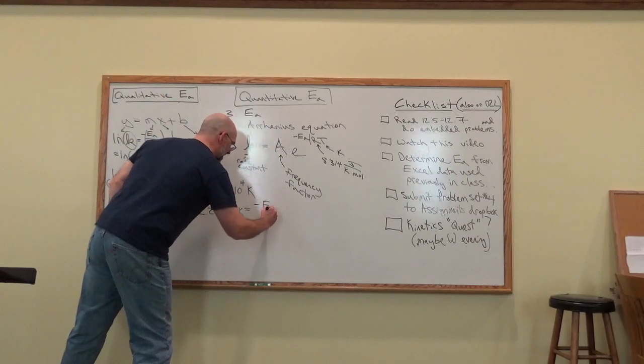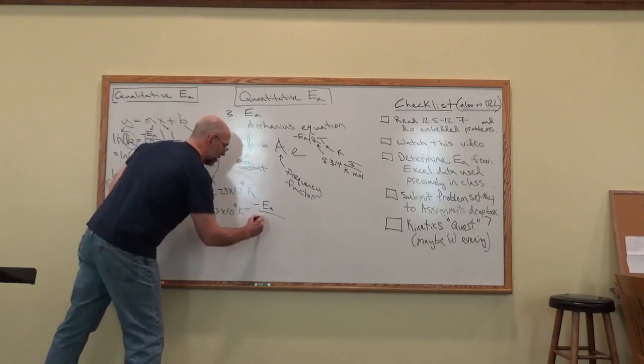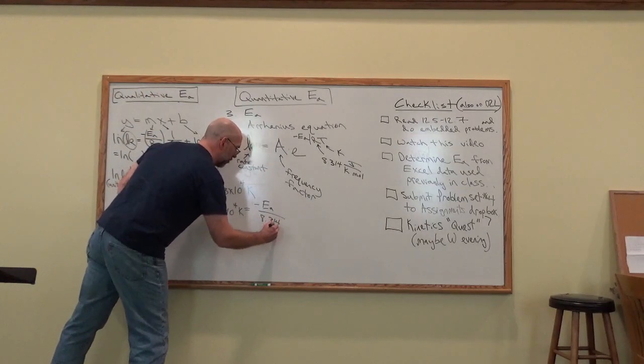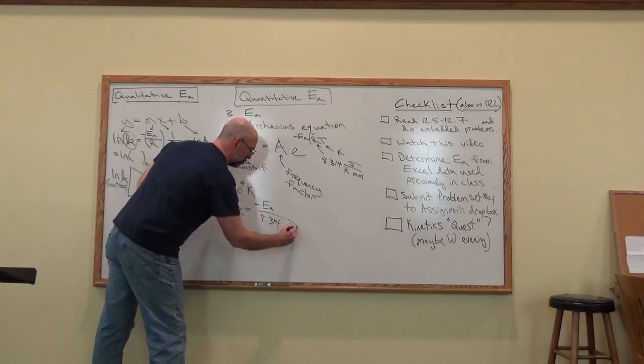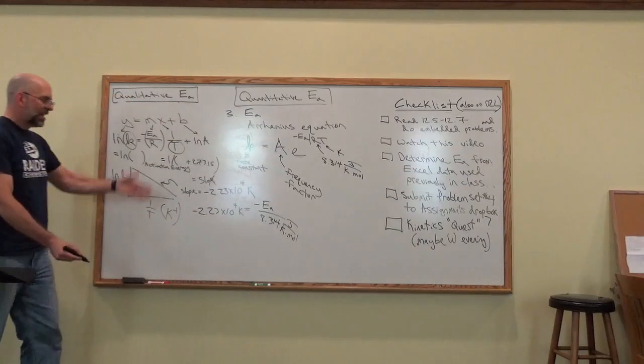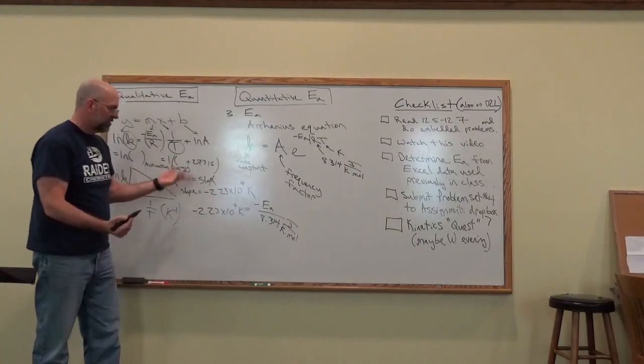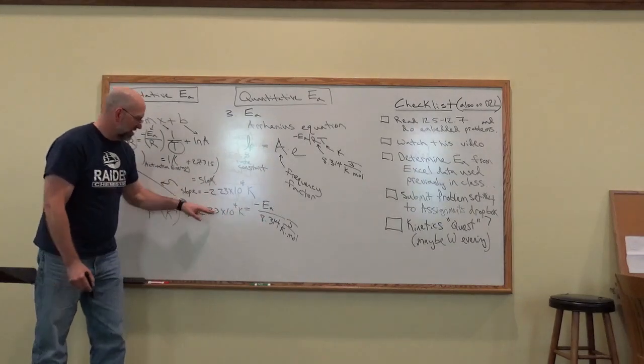Negative EA, that's what we're solving for, by the way, divided by R, which has a value of 8.314 joules over Kelvin times moles. And you can do that math. That math is easy. Okay? Negative times a negative is a positive. Just multiply. Okay, that's easy.